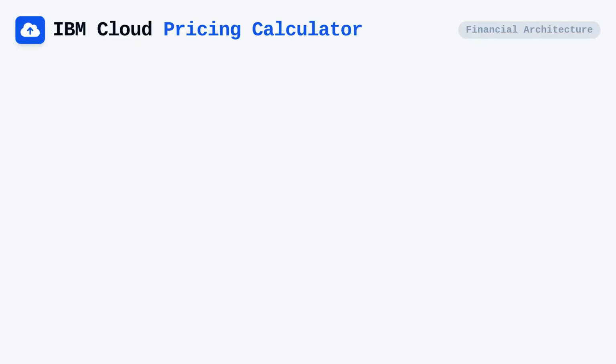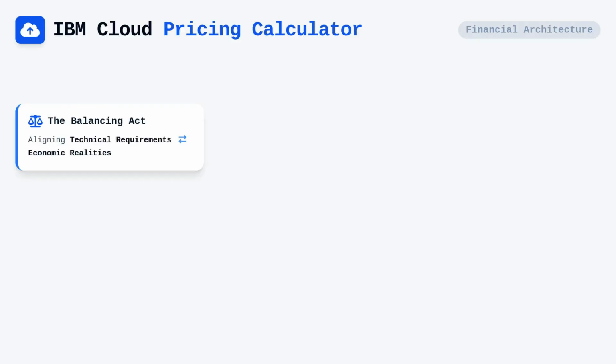In the domain of professional cloud architecture, the ability to predict costs with high precision is as critical as ensuring high availability or robust security. When you are tasked with designing a cloud solution, you are essentially balancing technical requirements against economic realities. The IBM Cloud Pricing Calculator serves as the primary utility for this purpose, allowing you to quantify the capital and operational expenditure associated with various cloud services.